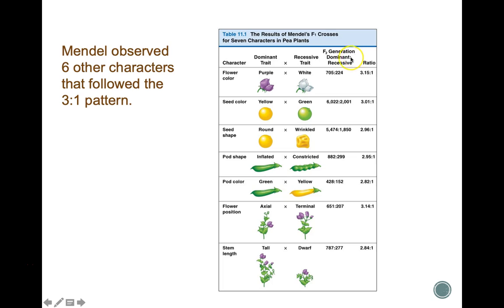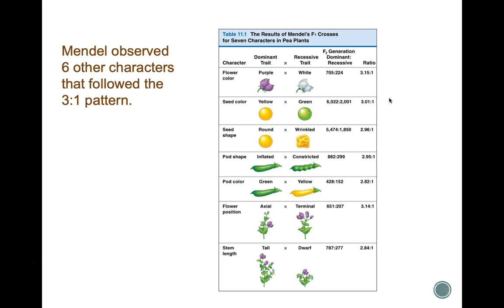I just want to show you how many plants he was actually looking at. I mean, 6,000 plants that exhibited a yellow seed color, 2,000 exhibited a green. And all of this, he ended up with roughly a 3-to-1 ratio. Now, the reason this isn't exactly 3-to-1 every time is that genetics is subject to chance.